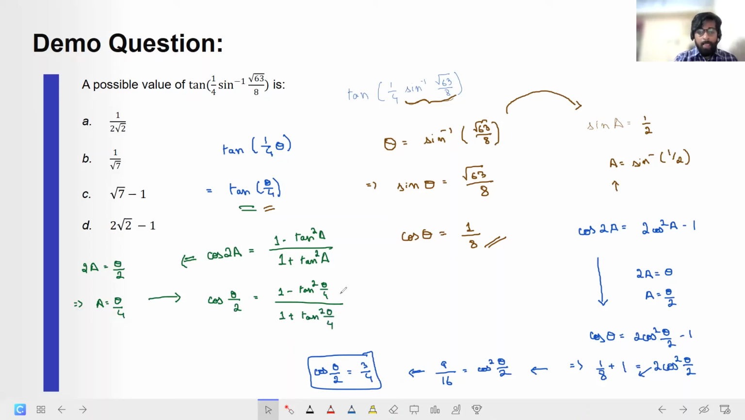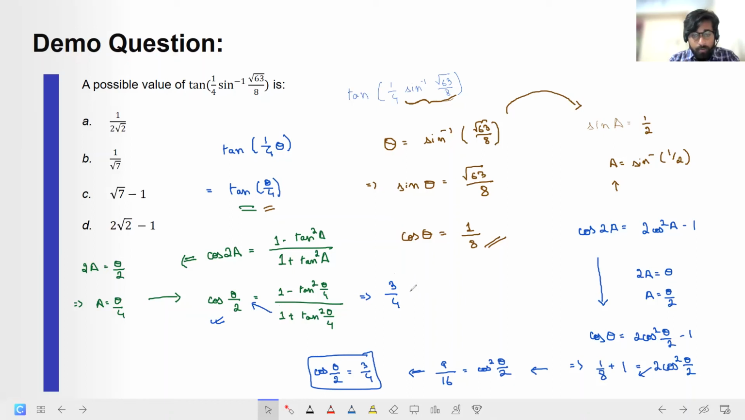Now you see, I have only one variable over here, which is tan theta by 4. I know the value of everything else in this particular equation. So if you have one particular variable and one particular equation, you can use that equation to figure out the answer. Now, if I go ahead and approach with this, I get cos theta by 2 is nothing but 3 by 4. And this I'm going to cross multiply. I'm going to do the entire thing in one step.